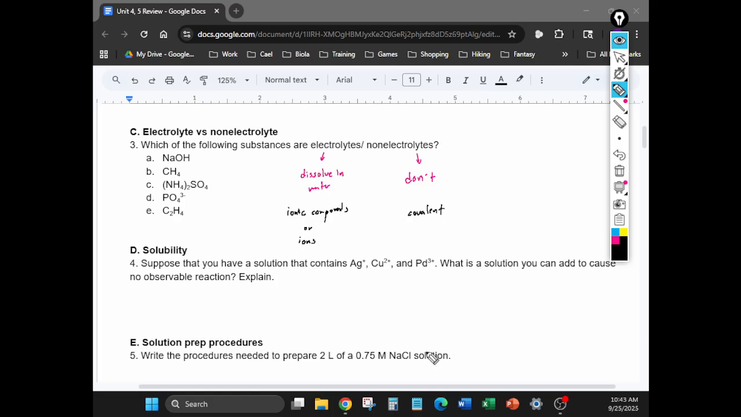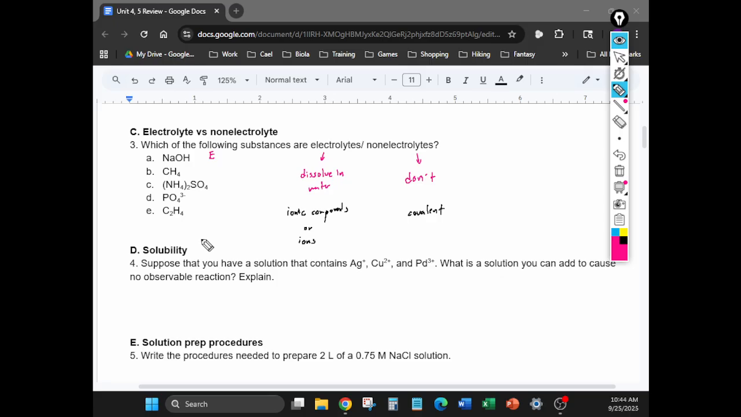Okay, so basically for this list, you just need to look through it and identify what are ionic compounds or ions and what are covalent. So let's go to A, NaOH. This is going to be an ionic compound, right? So this is going to be an electrolyte.